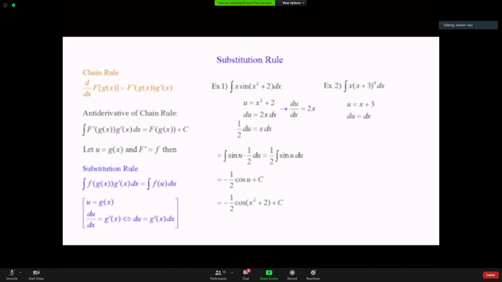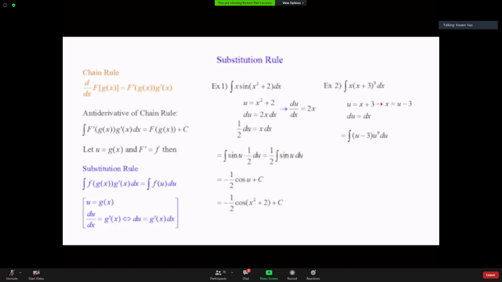This could mean that substitution doesn't work here, but do not fear. We still have one more trick up our sleeve. We just need to rewrite x in terms of u using our original u substitution. u is equal to x plus 3, which gives us x equal to u minus 3. So replace the remaining x, underlined in red, with u minus 3, giving us the integral of u minus 3 times u to the 9th du.